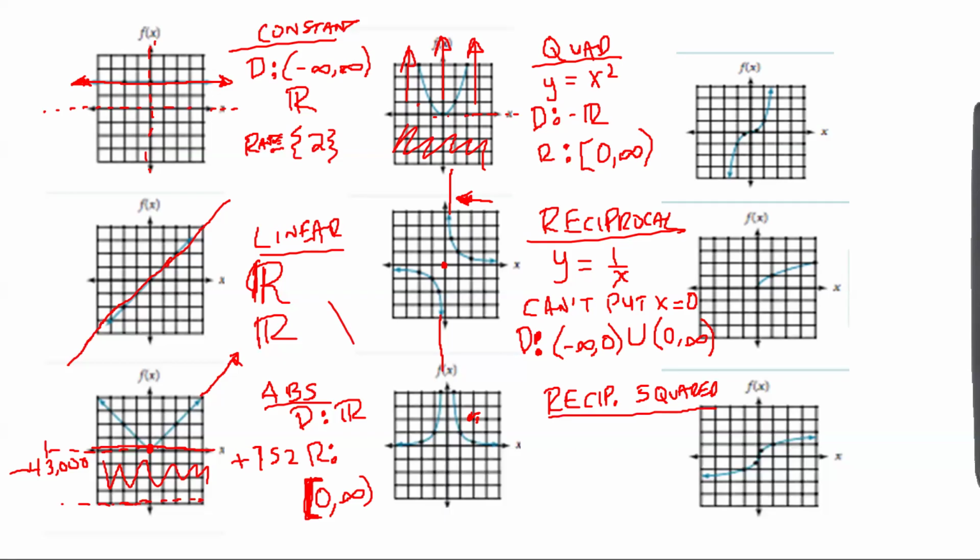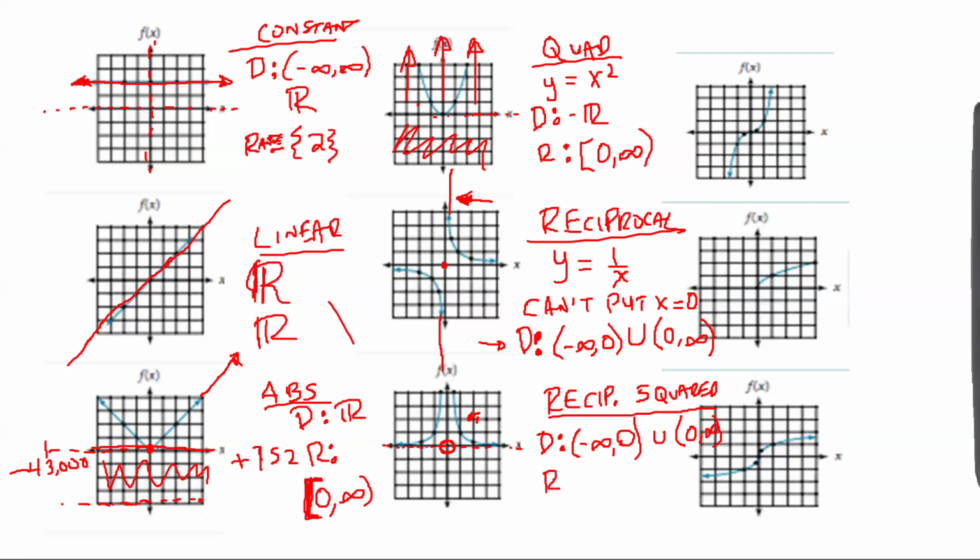Reciprocal squared. I can put in all my negative numbers. I can put in all my positive numbers, but again, there's a hole right there that I cannot put in. So that's going to have the same domain that I have here. And that's not a negative D, that's just a D. The domain is going to be everything from negative infinity up to zero, but not zero, and join that with the set of numbers from zero up to infinity, like that.